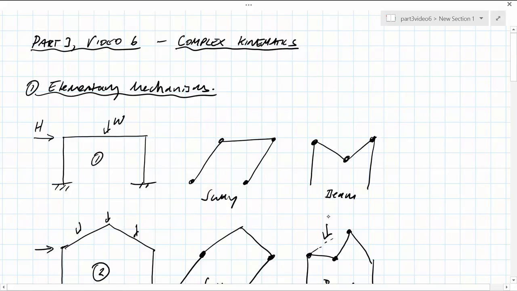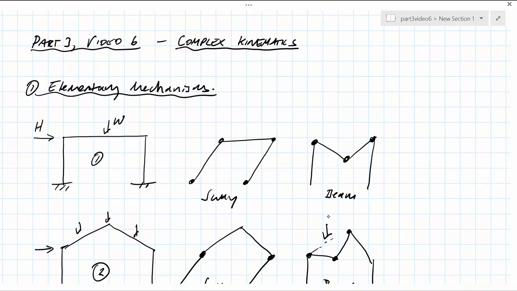So far, we have considered only structures that feature horizontal and vertical elements. Structures that feature inclined members can undergo more complex movements at collapse. To handle these more complex kinematics, we must use a method called instantaneous centers of rotations. Prior to using this method, we need to consider some additional elementary mechanisms.